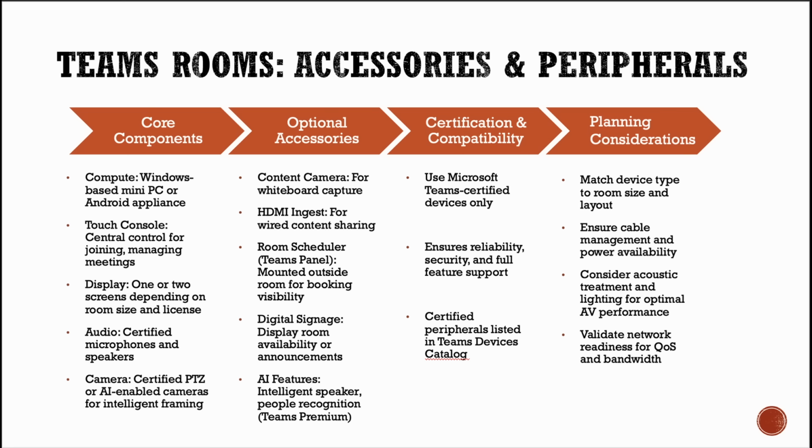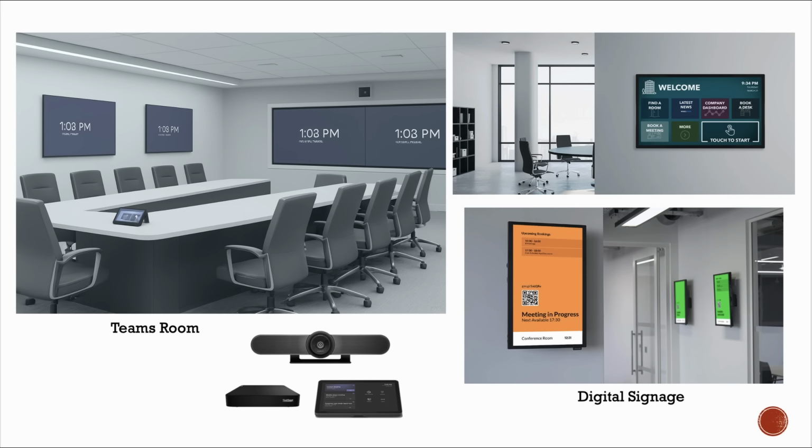Let's now break down the essential components and accessories that power Microsoft Teams Room, so you can design meeting spaces that are functional, scalable, and fully certified. Let's start with the core components. Every Teams Room setup includes a compute unit, either a Windows-based mini PC or an Android appliance. You will also need a touch console for joining and managing meetings, one or two displays depending on room size and license, certified microphones and speakers for clear audio, and a camera for intelligent framing and participant tracking.